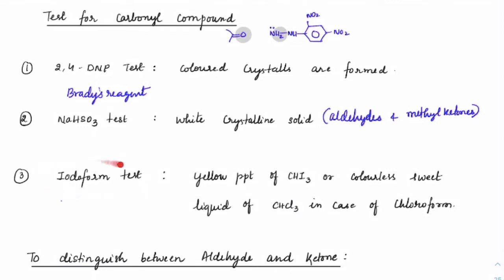Iodoform will also be used for any methyl aldehydes or ketones, right? We have been doing that. And if you get a yellow precipitate, it shows the presence of iodoform. If you get a colorless liquid, right, in the case of chlorine, then it is CHCl3, and that would be chloroform. So this is the haloform test or iodoform test. All of these are trying to determine the carbonyl's presence.